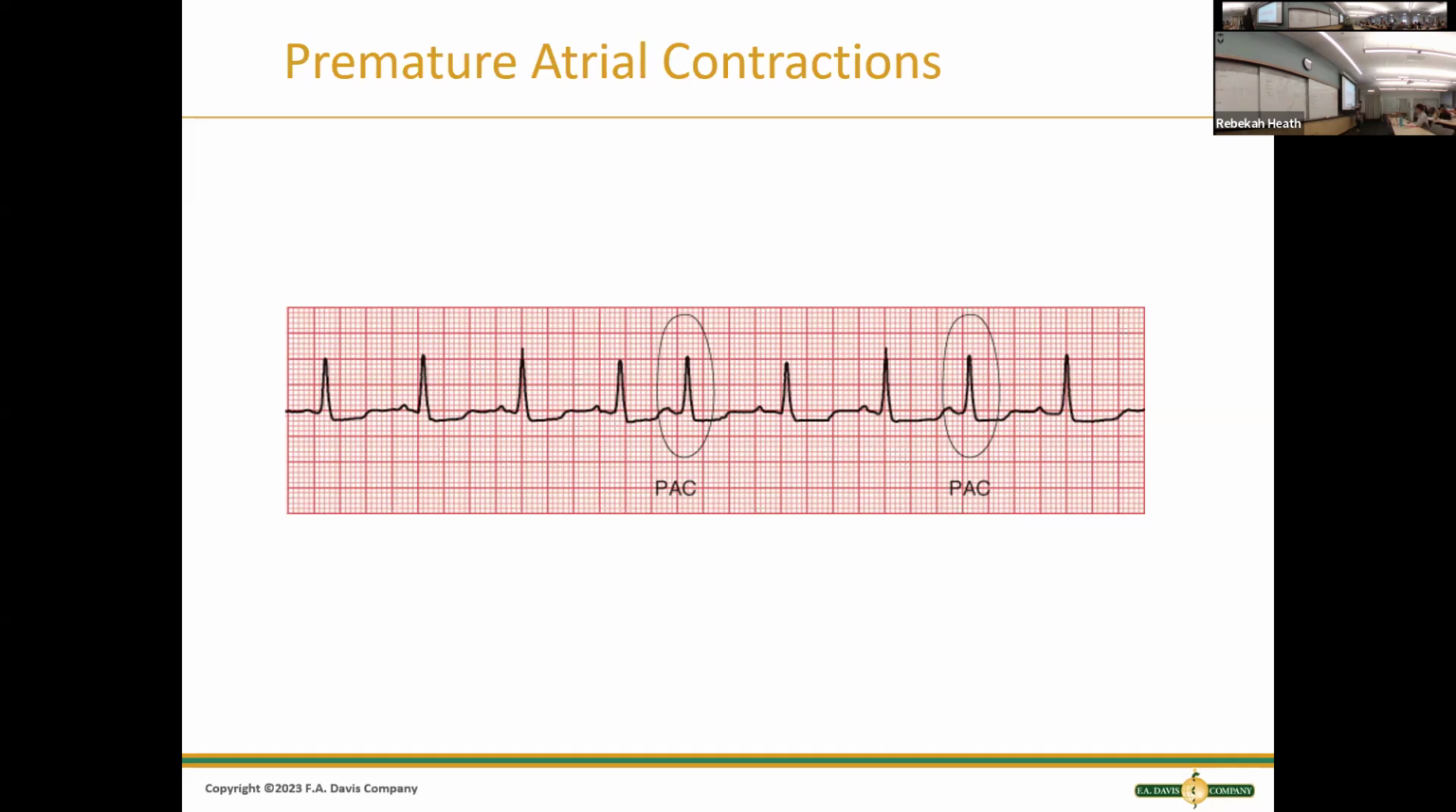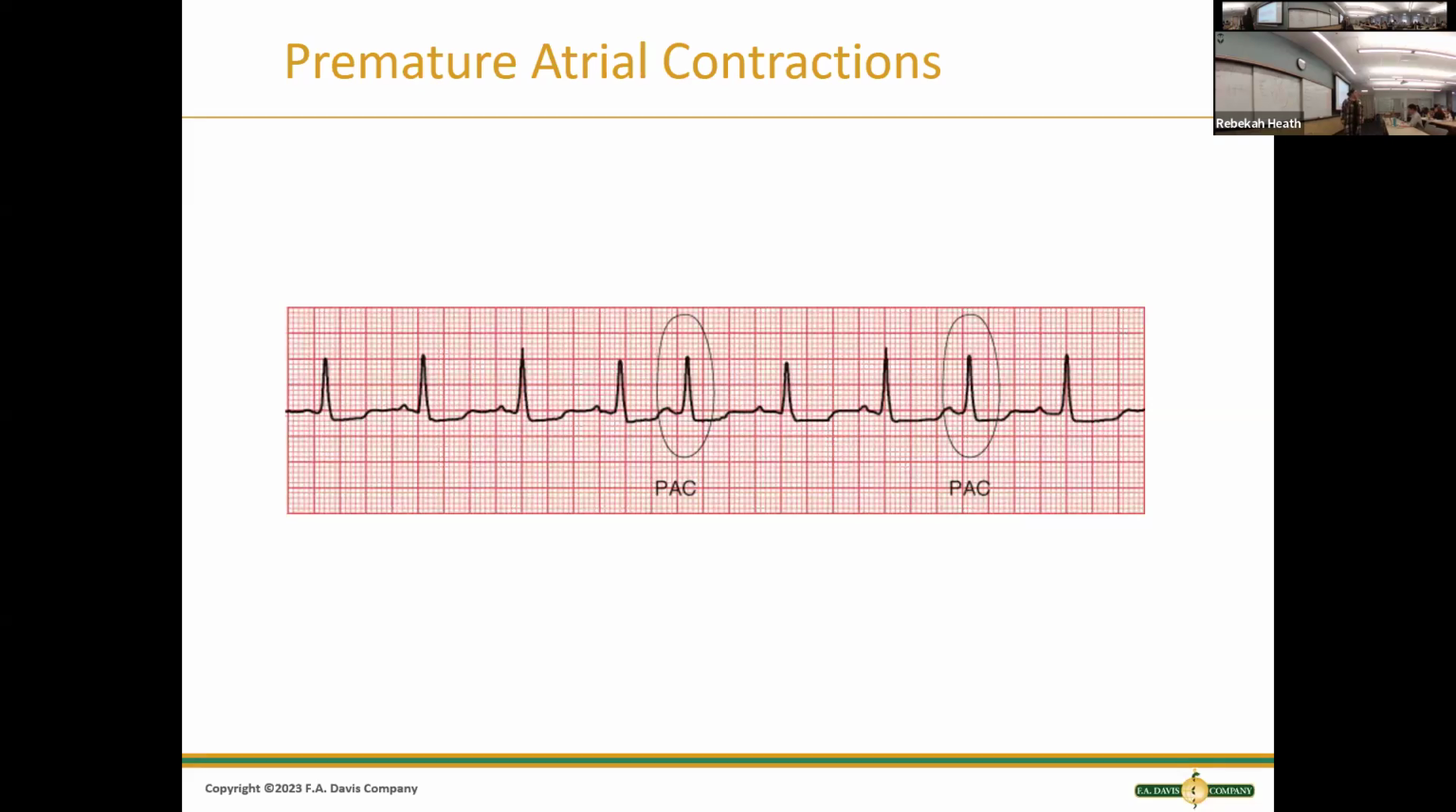And here's another one. When you look at this, occasionally there are these extra beats that come in early. They have a P wave in here. I don't really see the T wave. The T wave's a little inverted, it's kind of going down. But I have this extra P wave and a QRS. That's called a premature atrial contraction.